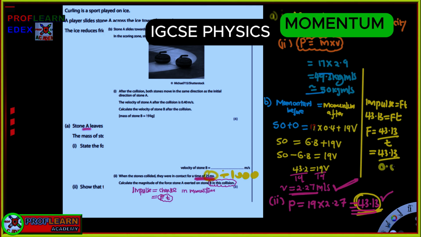So this is 0.025. If we work out that force, which is 43.13 divided by 0.025, our final answer becomes 1725. 1725 Newton as the force.